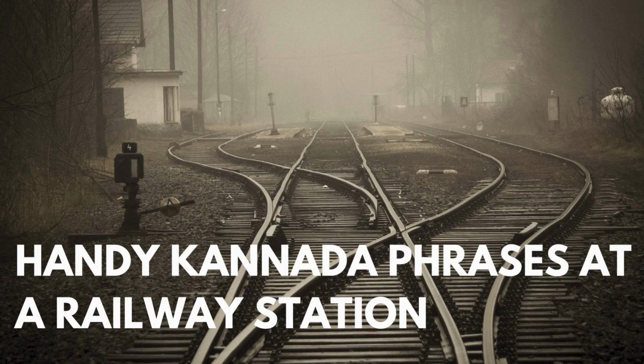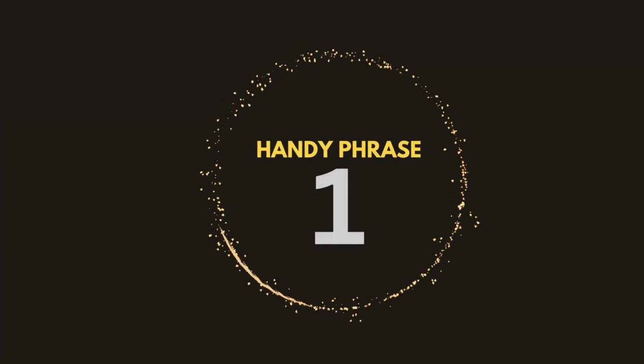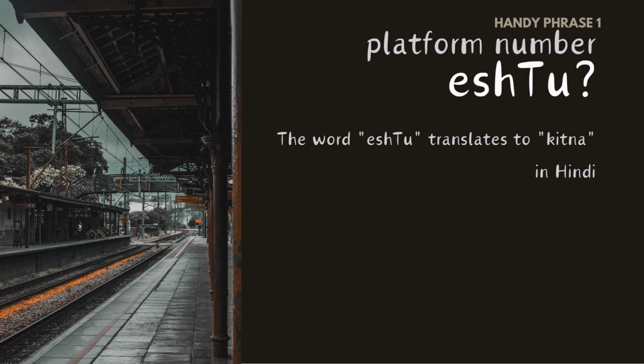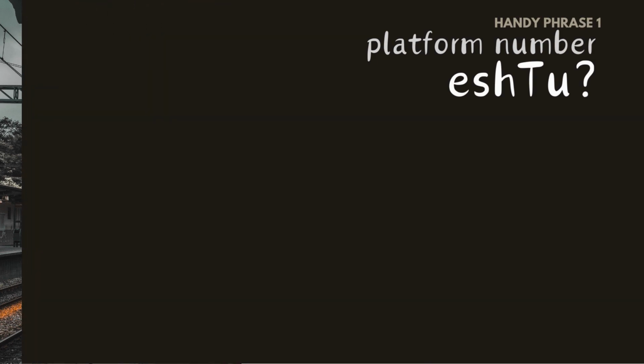In this video, let's discover useful Kannada phrases you could find handy in the Bengaluru railway station. Okay, you just got off a train in Bengaluru, but you're not sure of the platform number. Just ask, "Platform number estu?" Estu means kitna in Hindi, enta in Telugu, evvalavu in Tamil, and etra in Malayalam.